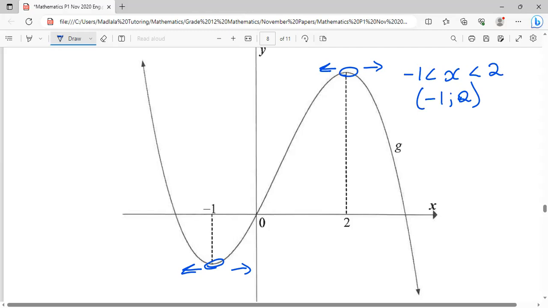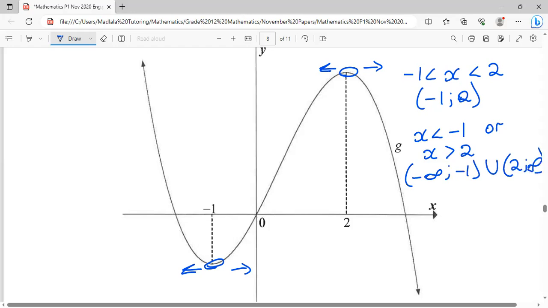But if they wanted to know where is it decreasing, you'll tell them it's decreasing for any value of x that is less than -1, or it's decreasing for any value of x that is greater than 2. The alternative notation for this, you can say from -infinity all the way to -1 in union with from +2 all the way to infinity, like that. So those are your intervals of increase and decrease. And then you are set.